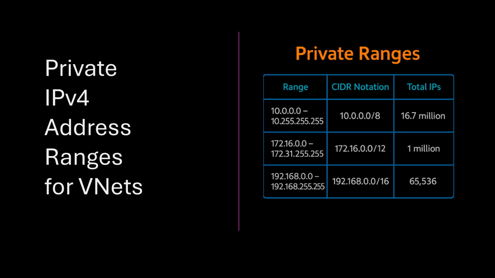On the screen, you can see the official private IP ranges that are reserved for internal use under RFC 1918. These ranges are not routable over the public internet, making them ideal for building isolated, secure environments within Azure. Always stick to these private ranges when designing your VNets. This ensures your address space stays secure, non-conflicting, and easily routable within your organization. Avoid using public IP address ranges unless there's a specific need that's been validated and approved.